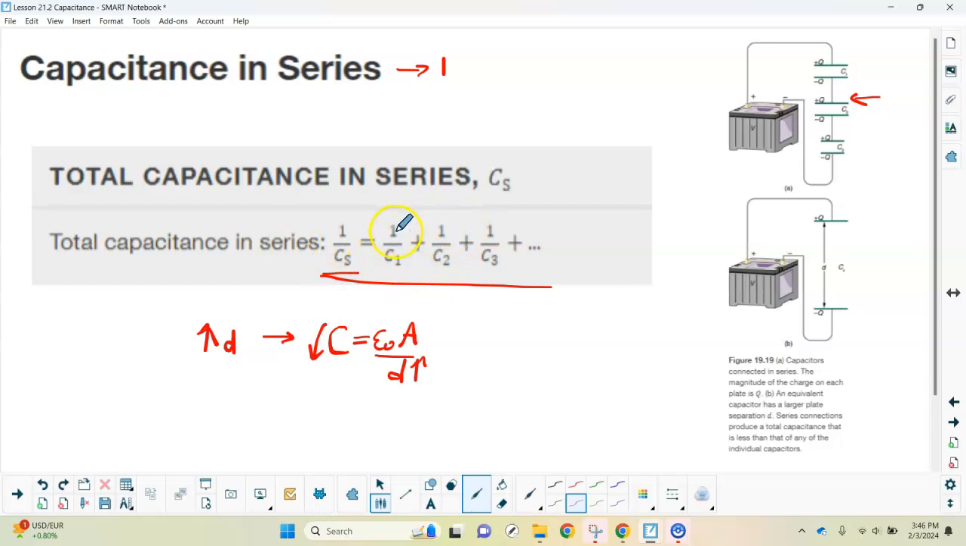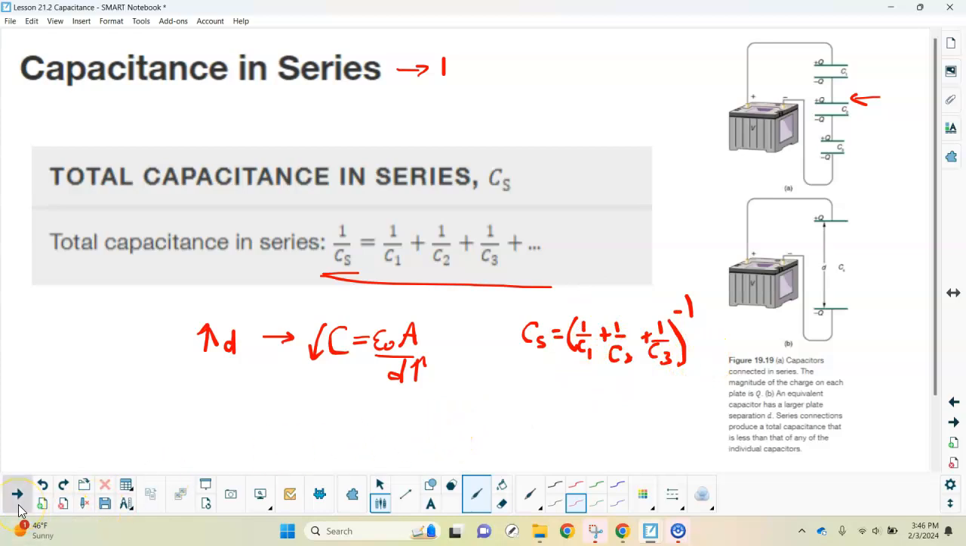So you would take the inverse of each one of these, add them together, and then you have to flip it over at the end. So if you wanted CS, the equivalent capacitance of a group of capacitors in series, it would be 1 over C1, that number, plus 1 over C2, whatever that value was, plus 1 over C3. And then you would take that answer and raise it to the -1 power, or take the inverse of it. And that's what you'll get for the capacitance equivalent.